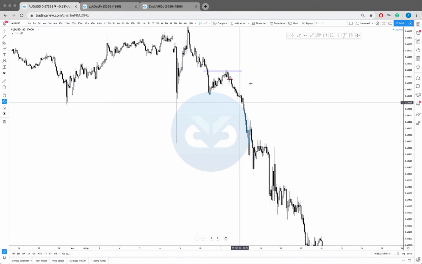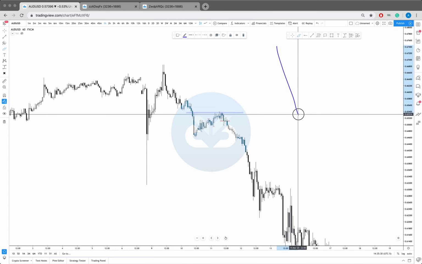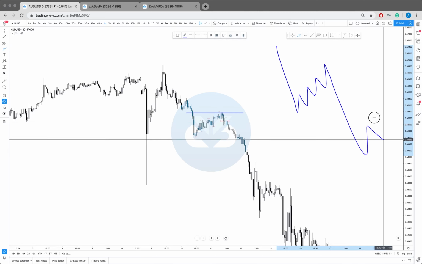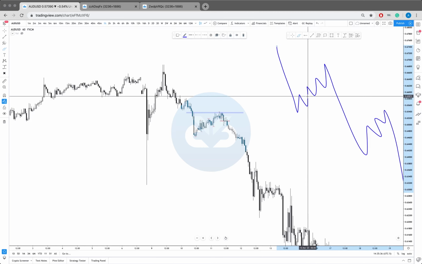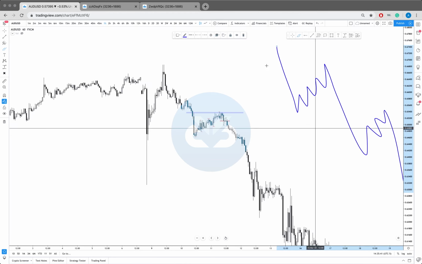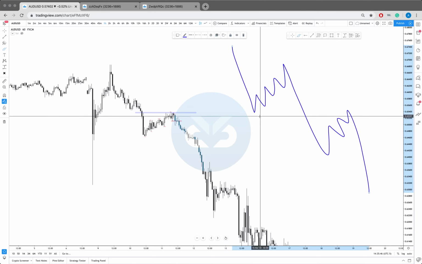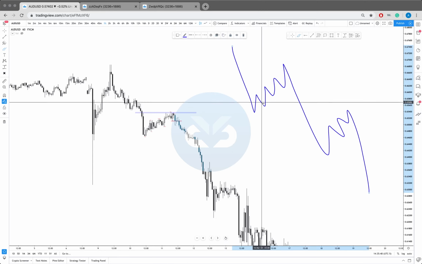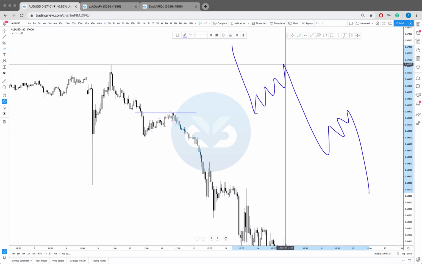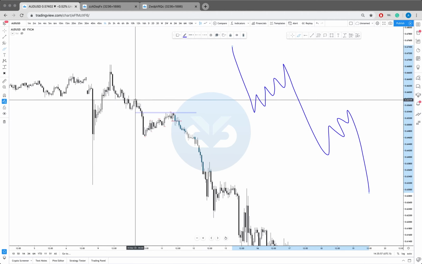So when we're talking impulse and correction, right, we're talking impulse, correction, impulse, correction, impulse, right? So what does that mean? That means that momentum is to the downside based off of just this boring little figure here. Momentum is to the downside, right? Price is struggling very hard to come back up, so if it's unsustained to go higher, then it's going to come lower, right? And that's exactly what happened here, right?